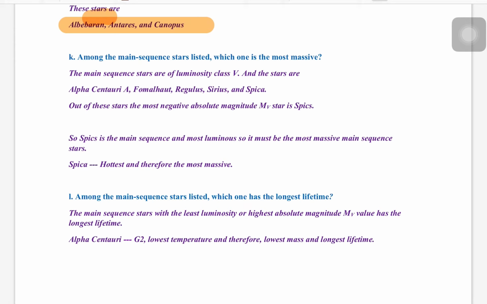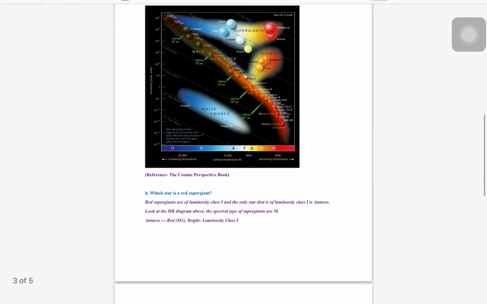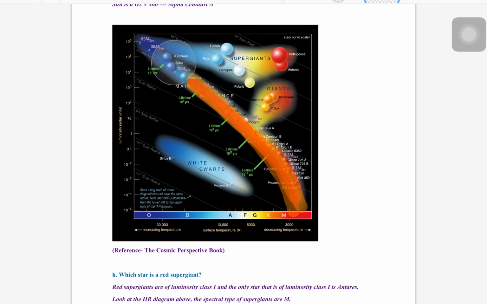Now among the main sequence stars, which is the most massive? Okay, let's take a look here. So we have the main sequence stars here. This is the main sequence star, and which one is more massive? How do we know which one is more massive?